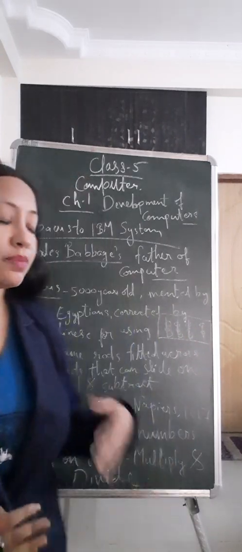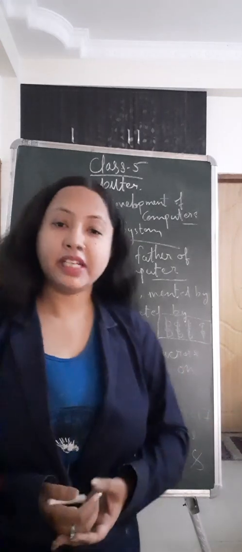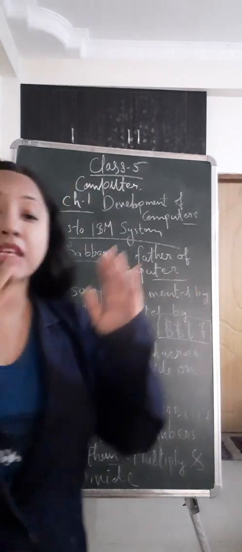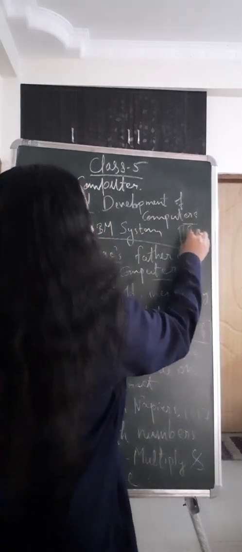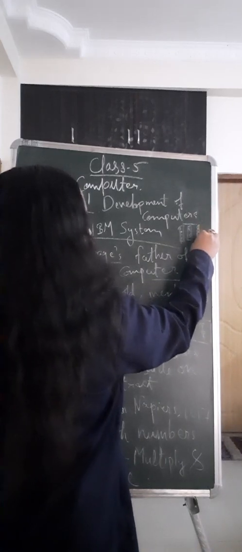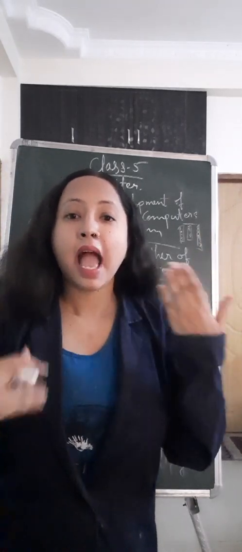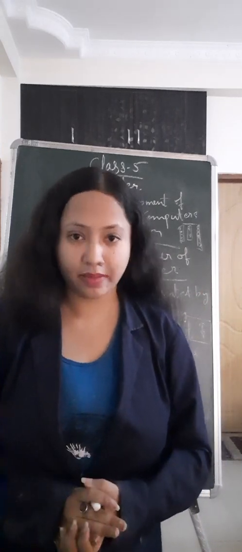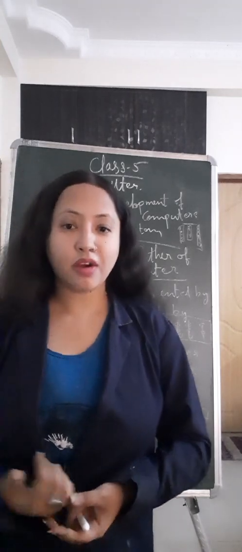Okay, now the second one which we have, children, is Napier's bone. Napier's bone was a machine developed by John Napier in 1617. So it is also quite an old machine. Now that engine consisted of sticks. Several sticks were there, and on those sticks some numbers were written. Now these sticks were made to move here and there, and with these sticks we can even perform multiplication and division operations as well. So this was the second type of machine in the series of development of computers.